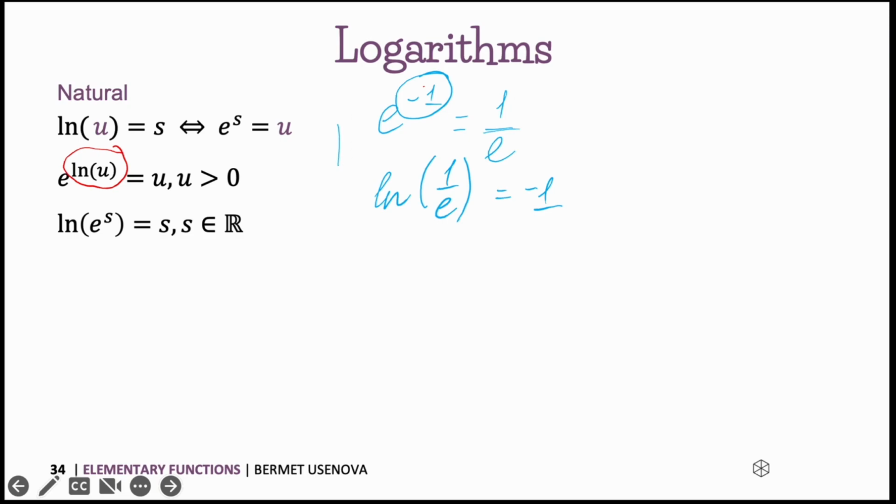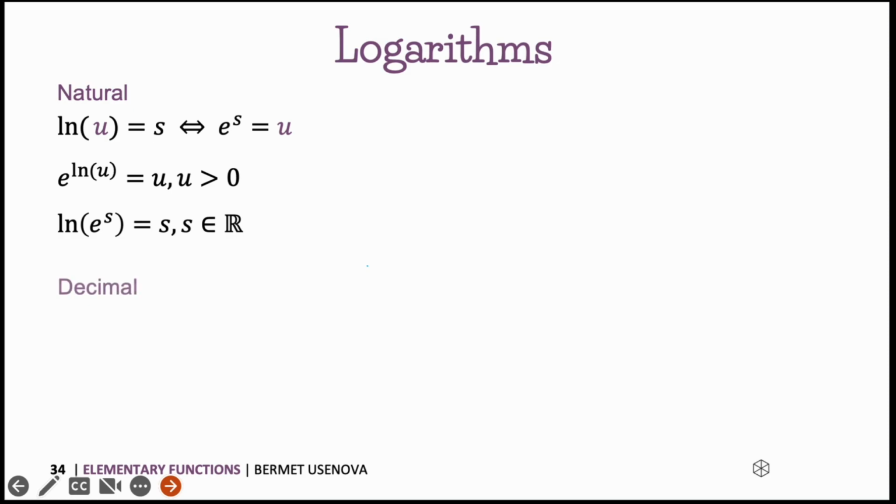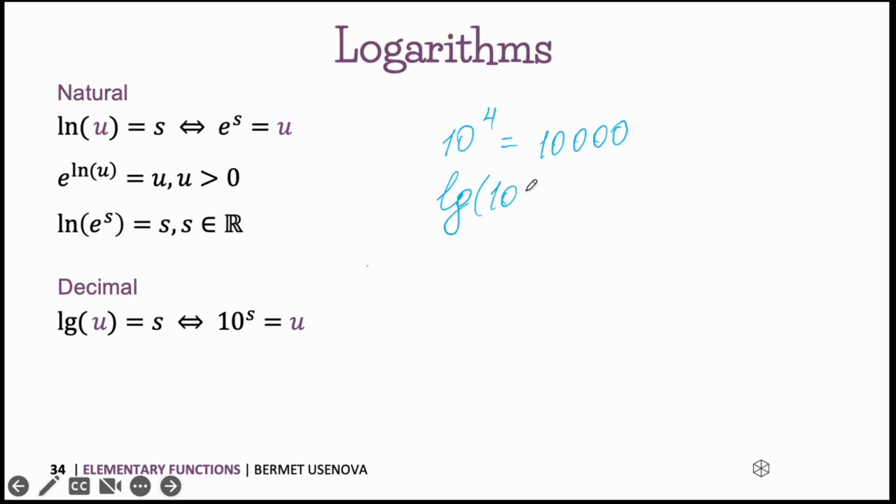So these two expressions are equivalent. And for the log 10, for example, we have 10 to the power of 4, which is equal to 10,000. So we can rewrite it as decimal logarithm of 10,000, which is equal to 4. So these two are also equivalent expressions.